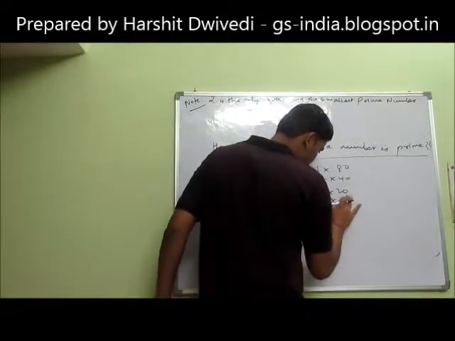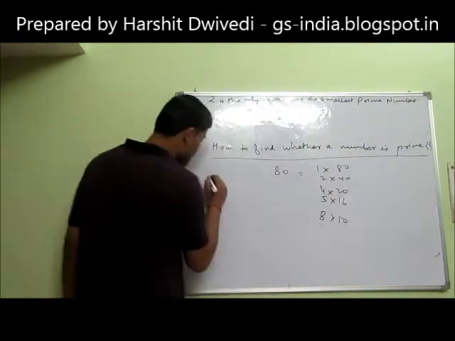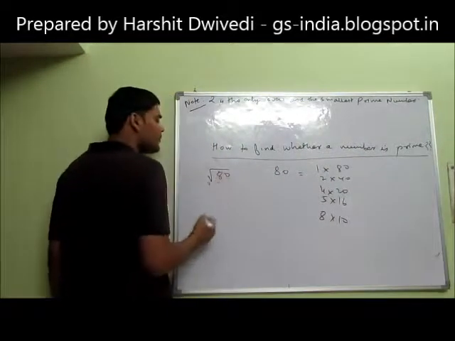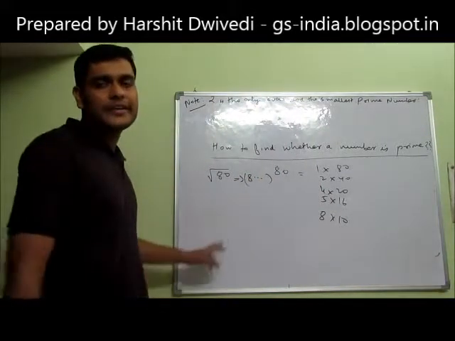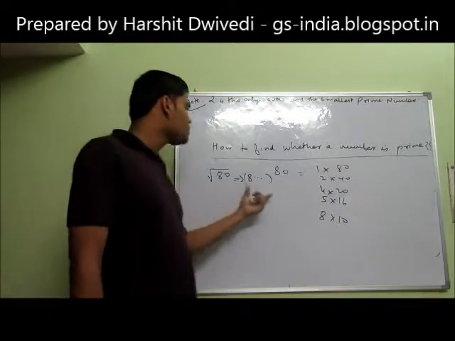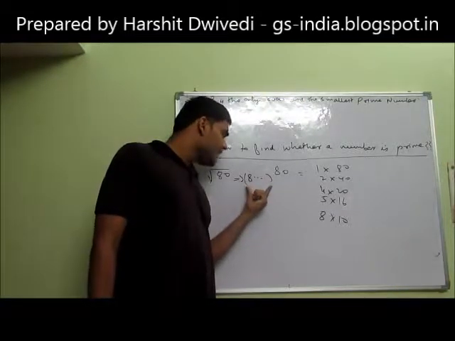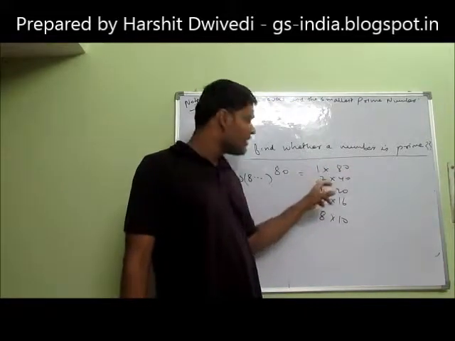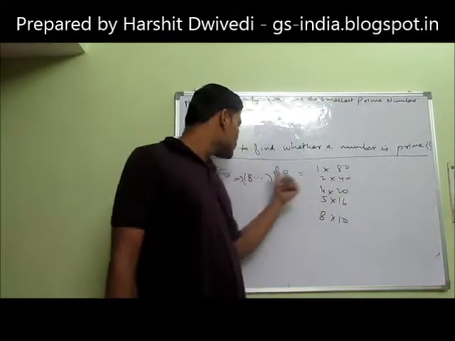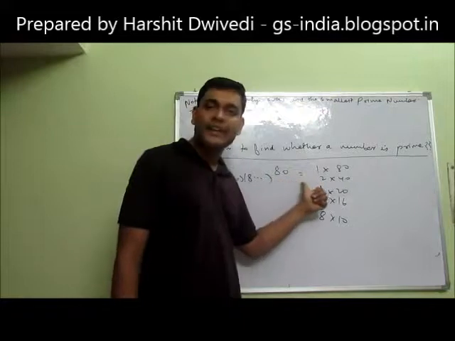Now, if we calculate the square root of 80, what will it be? It will be somewhere around 8 point something, because 9 squared is 81 and 8 squared is 64. So we have to check. We will see that it is 8 point something. In 1 into 80, 1 and 80 are its factors. In 2 and 40, 2 is less than 8 point something and 40 is greater than 8 point something.